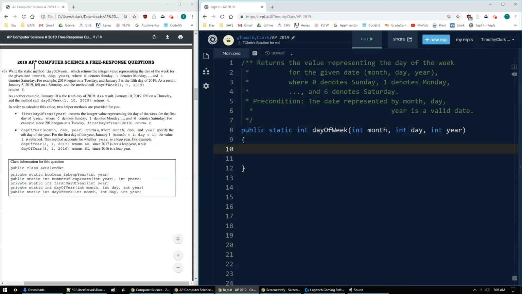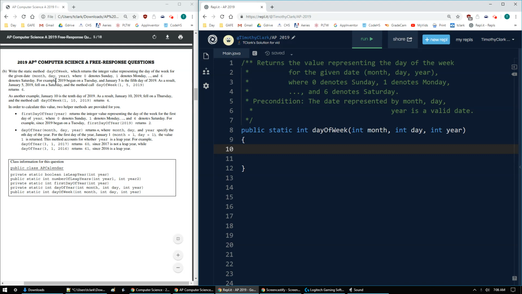T. Clark here with the 2019 AP Computer Science A FRQ number 1B. 1B states to write the static method dayOfWeek, which returns the integer value representing the day of the week for the given date, which is month, day, year in ints. So 0 would be a Sunday, 1 would be a Monday, and 6 would be a Saturday, and so forth.